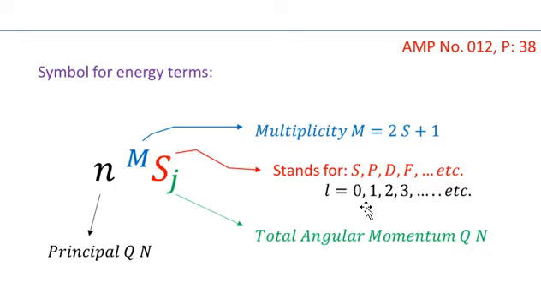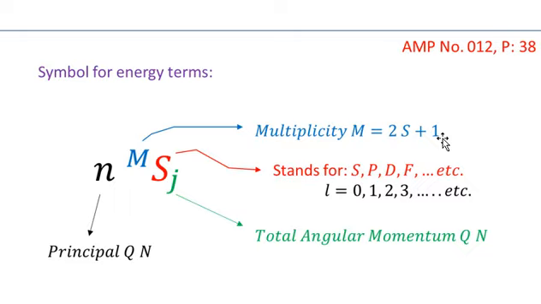So if L is equal to 0, we choose capital S. If L is equal to 1, we choose capital P. If L is equal to 2, we choose capital D. If L is equal to 3, we choose capital F, and so on. And you know that here is M. M is actually the multiplicity. Multiplicity capital M is equal to 2S plus 1.